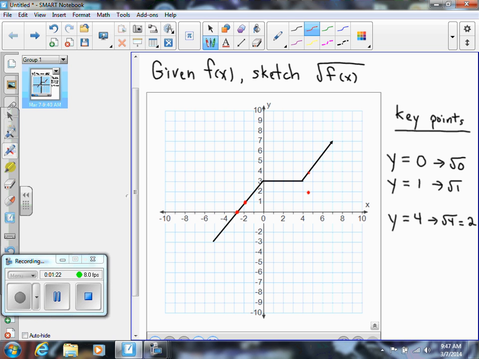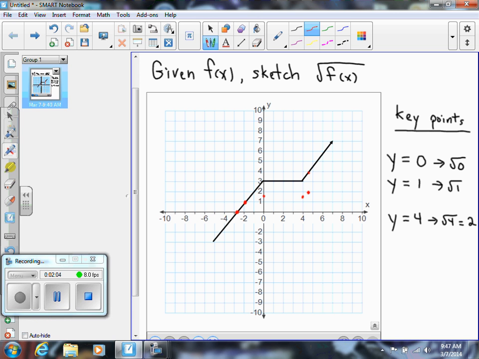Now this graph is a little different because it has a horizontal line, and a line that's horizontal on the original will remain horizontal when you apply the radical function to it. So the square root of 3 is approximately 1.7. So I'm going to drop my y-intercept down and put it at 1.7, and I'm also going to drop the endpoint of that horizontal line down and place that at 1.7 as well.